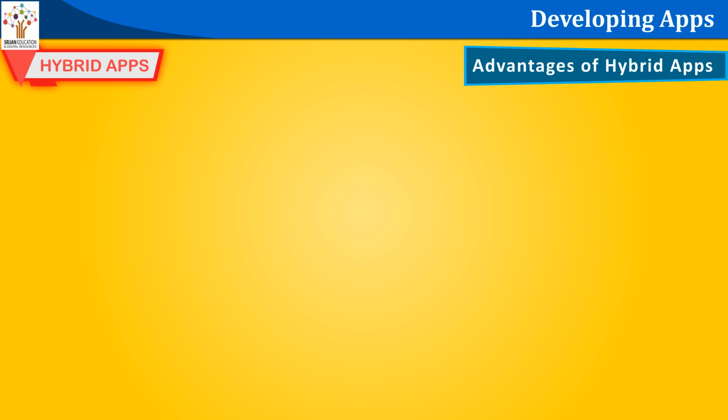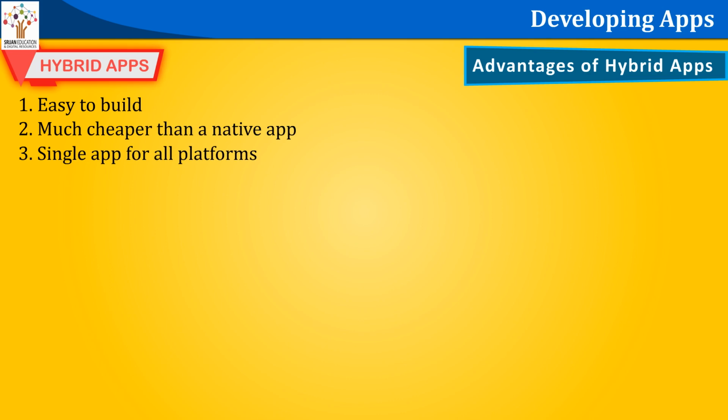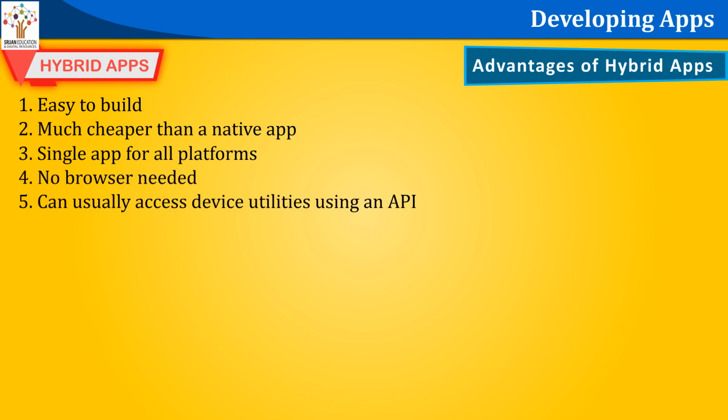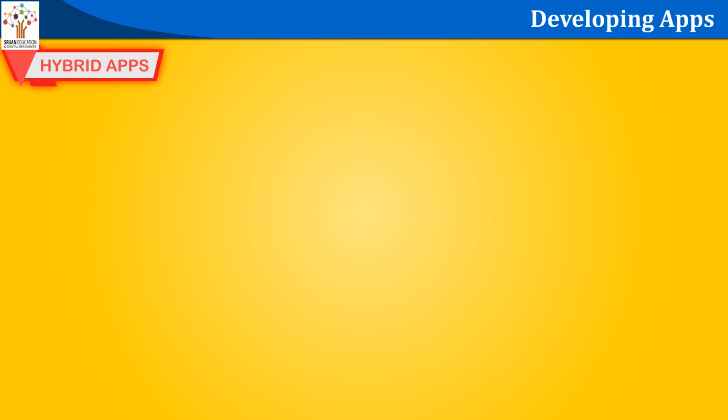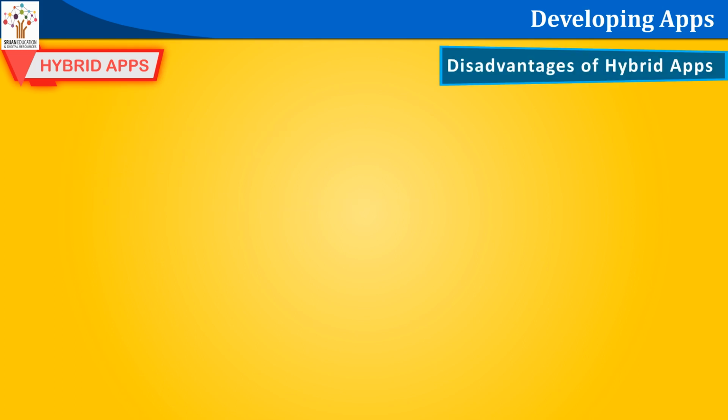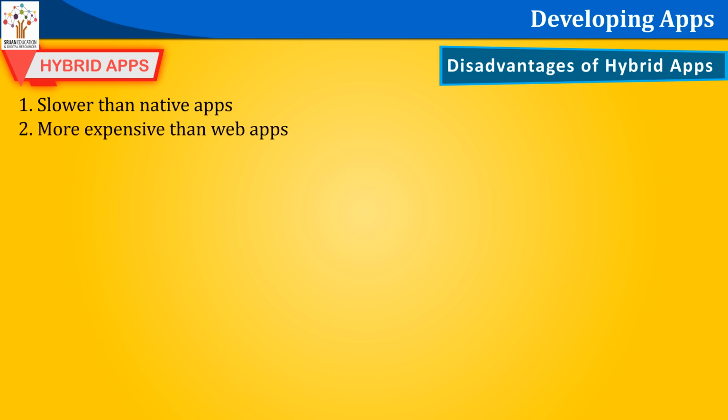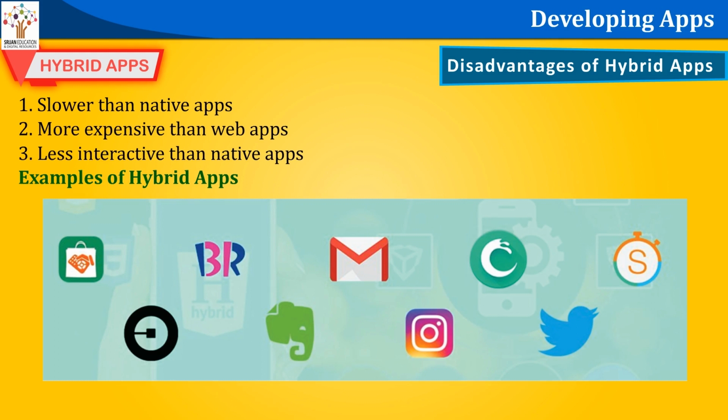Advantages of hybrid apps. Easy to build, much cheaper than a native app. Single app for all platforms. No browser needed. Can usually access device utilities using an API. Faster to develop than native apps. Disadvantages of hybrid apps. Slower than native apps. More expensive than web apps. Less interactive than native apps. Examples of hybrid apps.